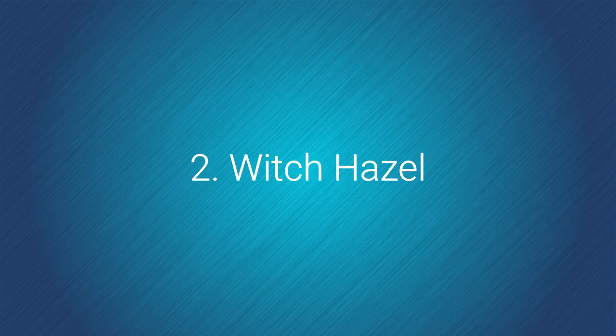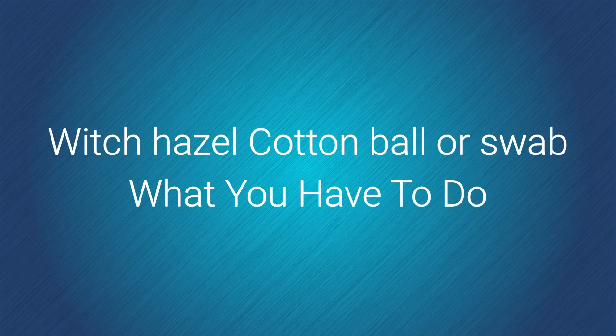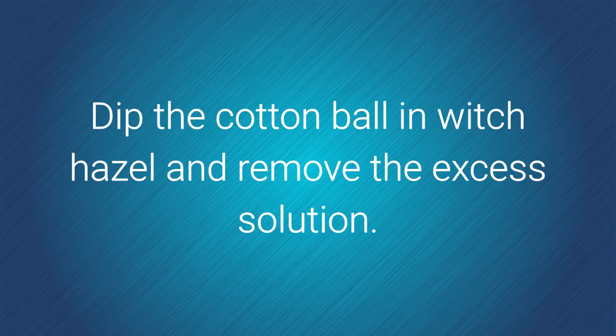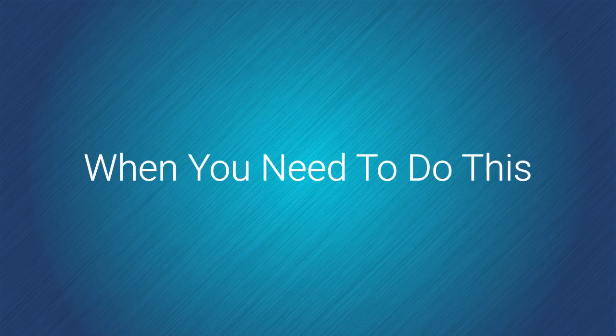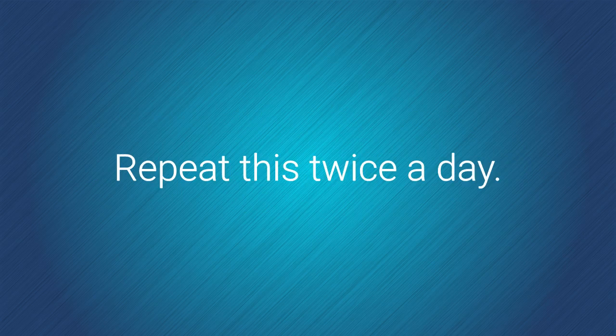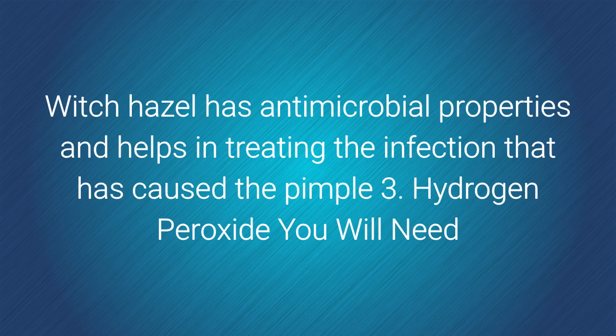2. Witch hazel. You will need witch hazel and a cotton ball or swab. What you have to do: dip the cotton ball in witch hazel and remove the excess solution. Apply this gently on the pimple and surrounding areas. When you need to do this: repeat this twice a day. Why this works: witch hazel has antimicrobial properties and helps in treating the infection that has caused the pimple.